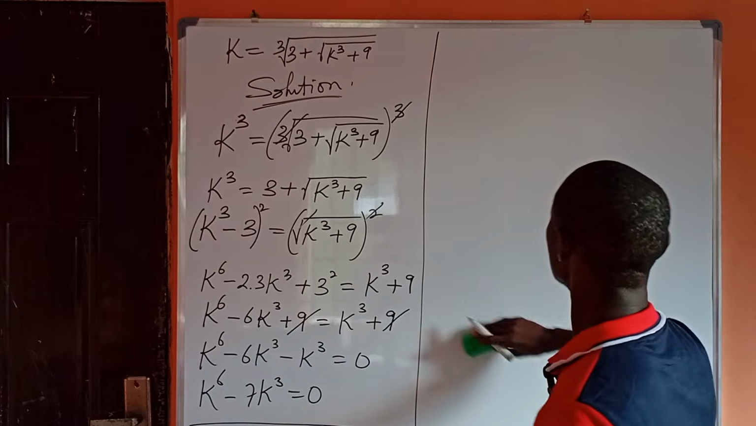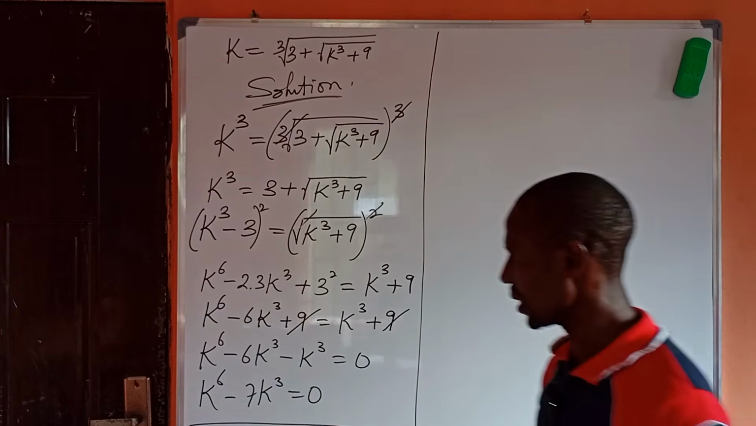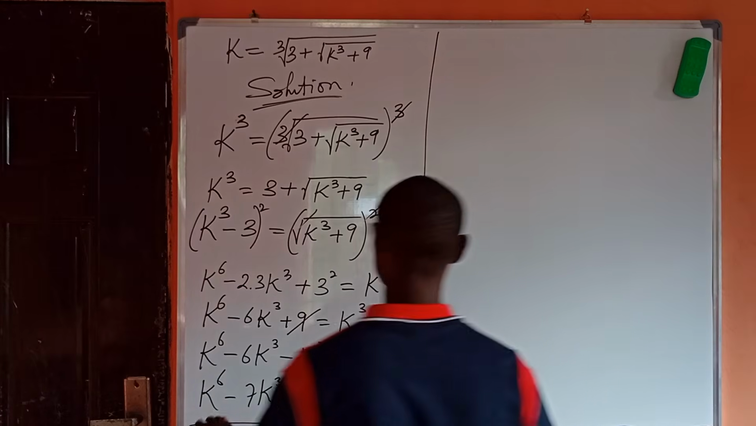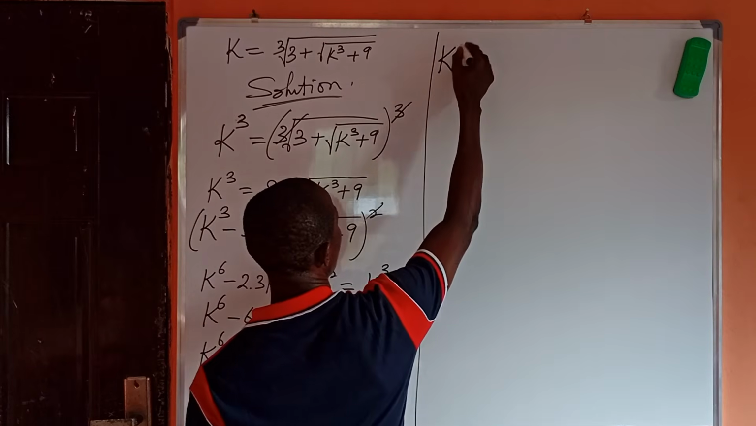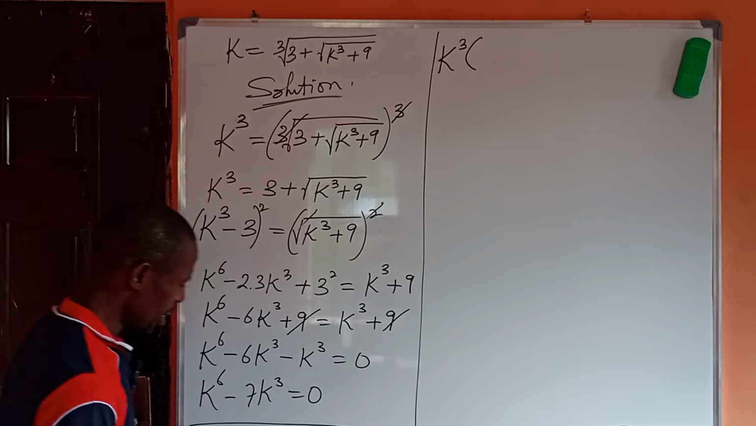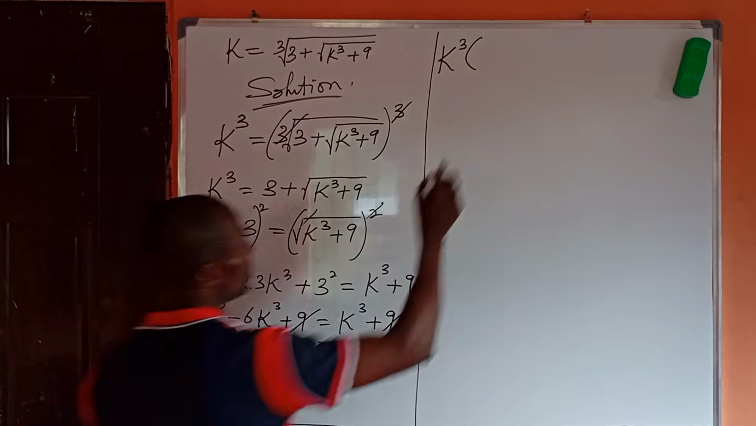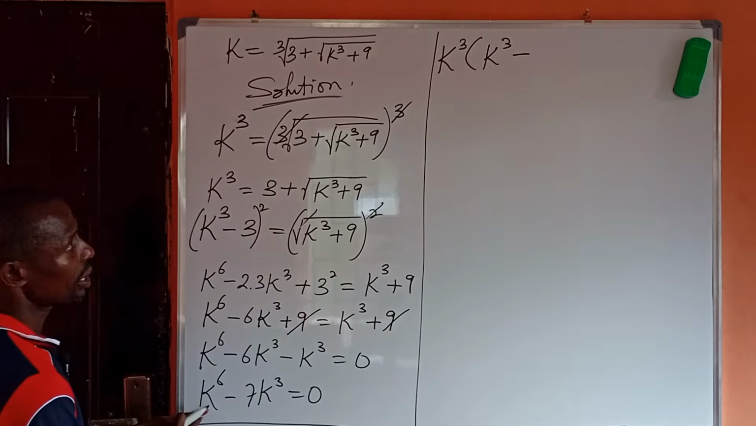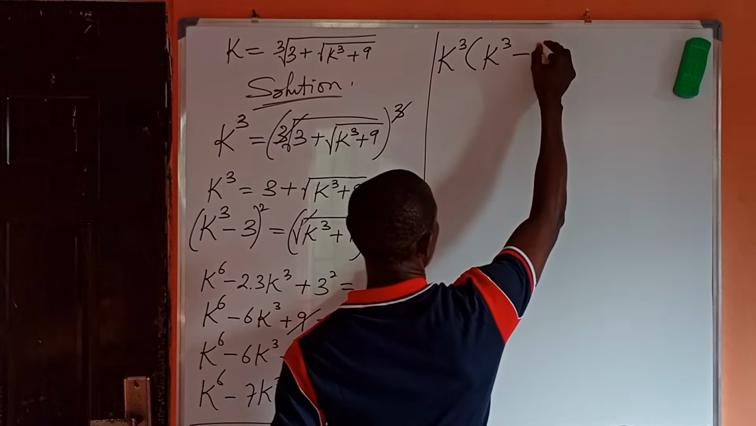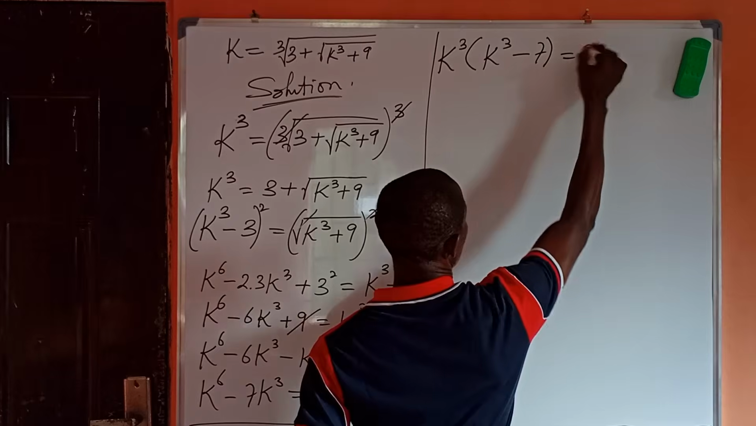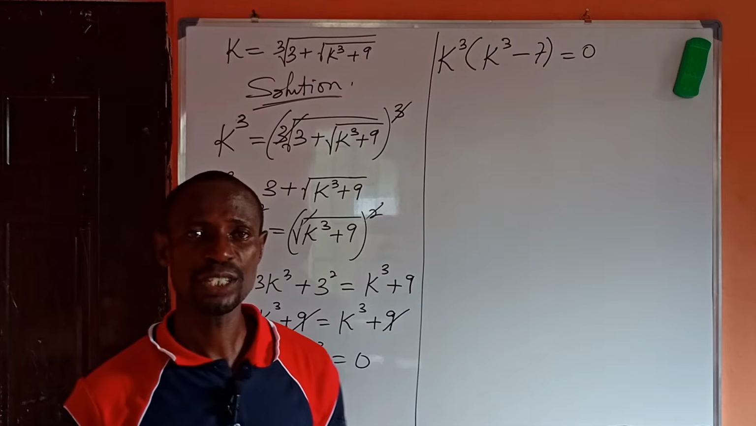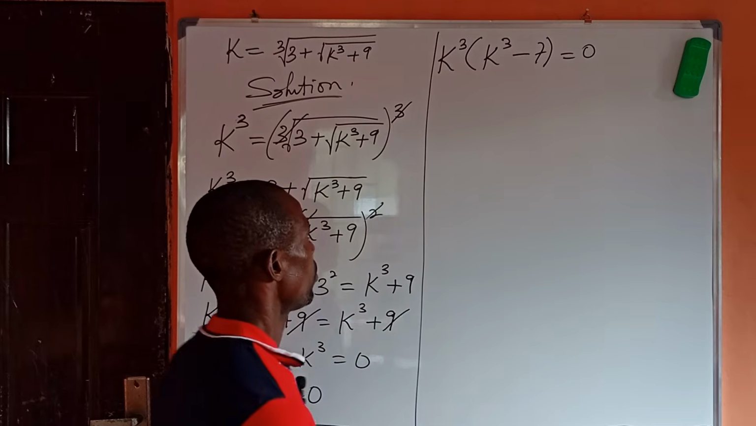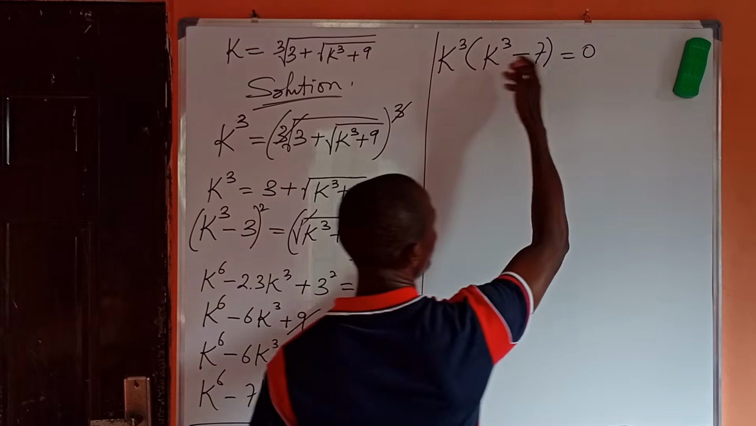Now, if you look at this carefully, you discover that we can factor out k to the power of 3. So if we factor out k to the power of 3, we're going to have k to the power of 3 bracket. We use that to divide this, and we're left with k to the power of 3, then minus. We use that to divide this 7, and we're left with 7 here, everything equal to 0. So at this point in time, we apply what we call the zero product rule, whereby we equate this to 0, and we equate this to 0.